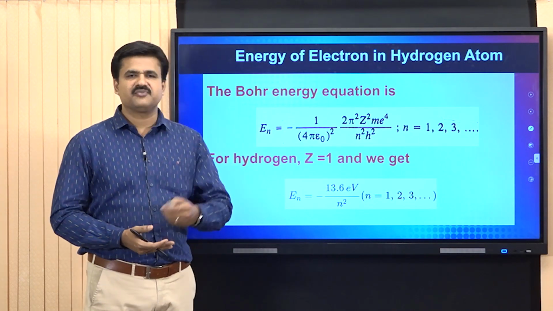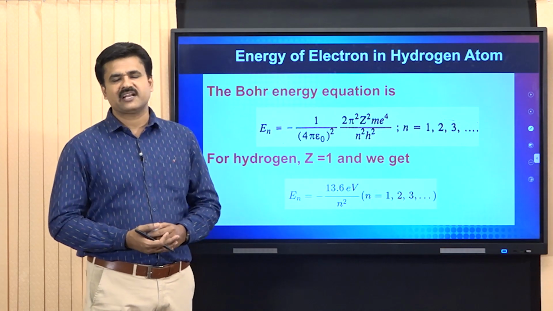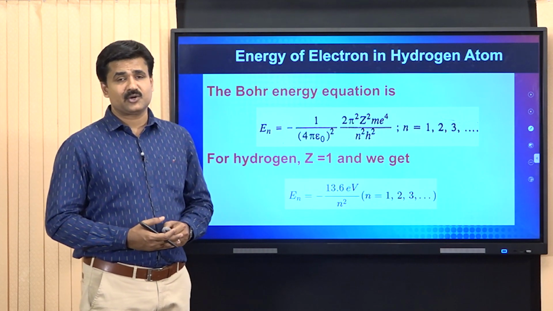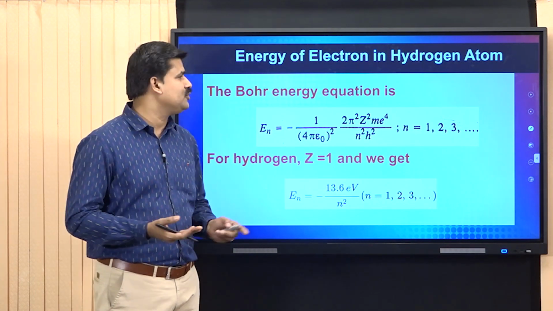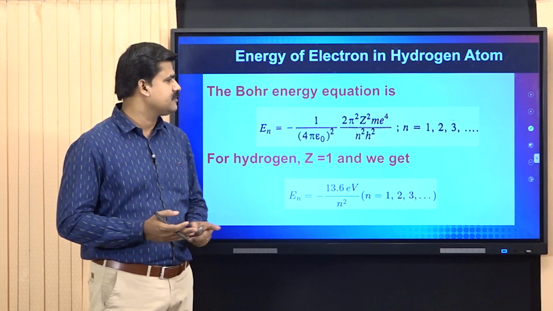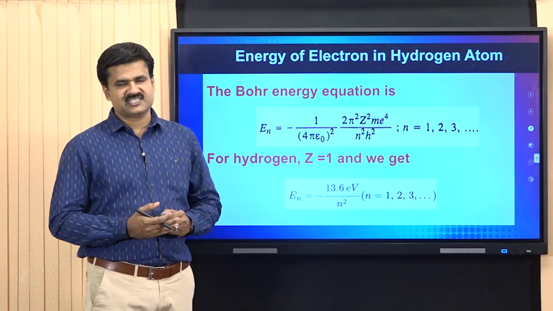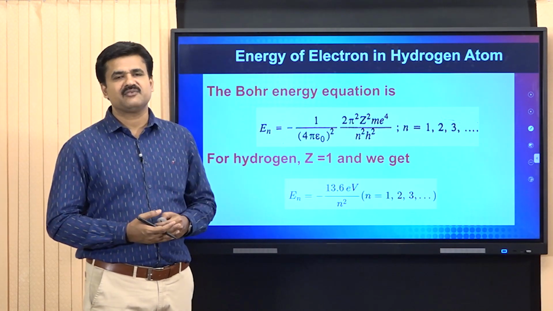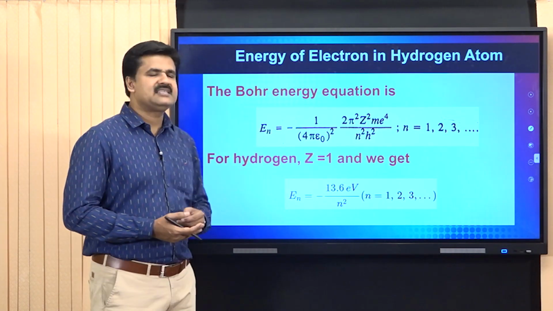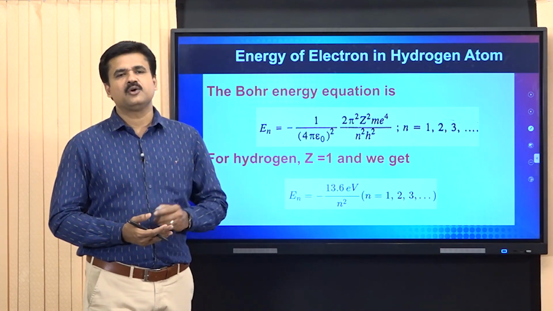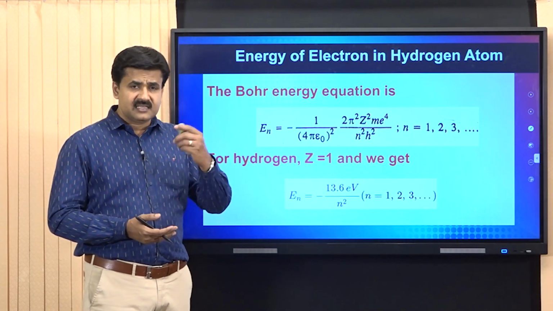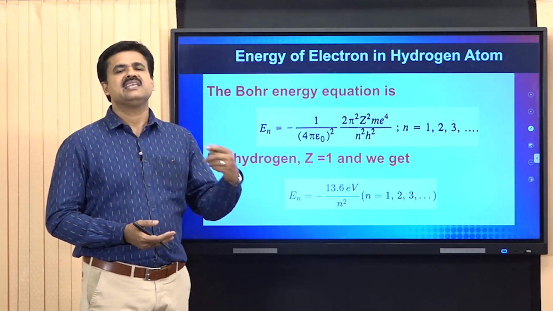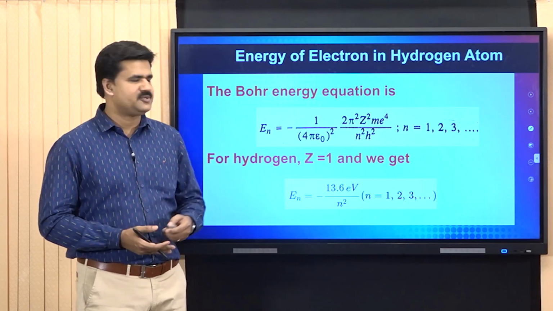m represents the mass of the electron, which is equal to 9.1 into 10 raised to minus 31 kilogram. e represents the charge of an electron, that is 1.602 into 10 raised to minus 19 coulombs. h is Planck's constant, its value is 6.626 into 10 raised to minus 34 joule second. The parameter 4 pi epsilon 0 represents the permittivity factor, corresponding to the medium in which the atom is situated.